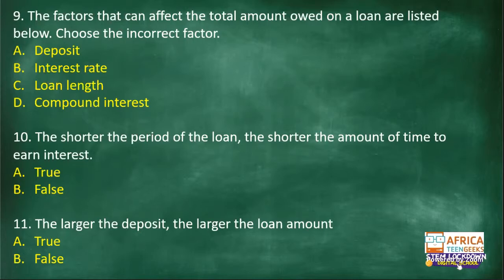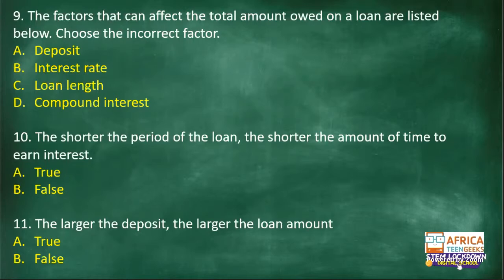And at the end of the second year, you pay the interest on the total amount that you have paid, meaning that where this interest has already been calculated, that is compound interest. So yes, the compound interest can definitely affect the total amount that is owed on a loan. And of course, the incorrect factor here will be the deposit, because the deposit is just an amount that you pay long before the loan can be approved.